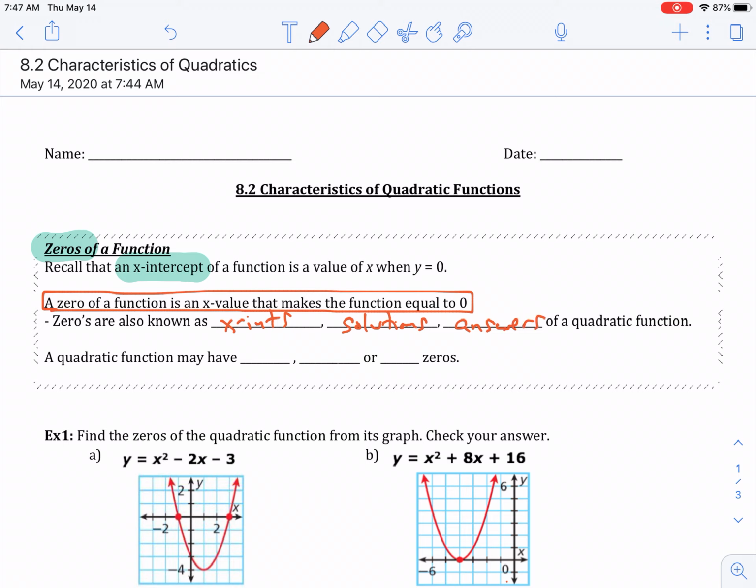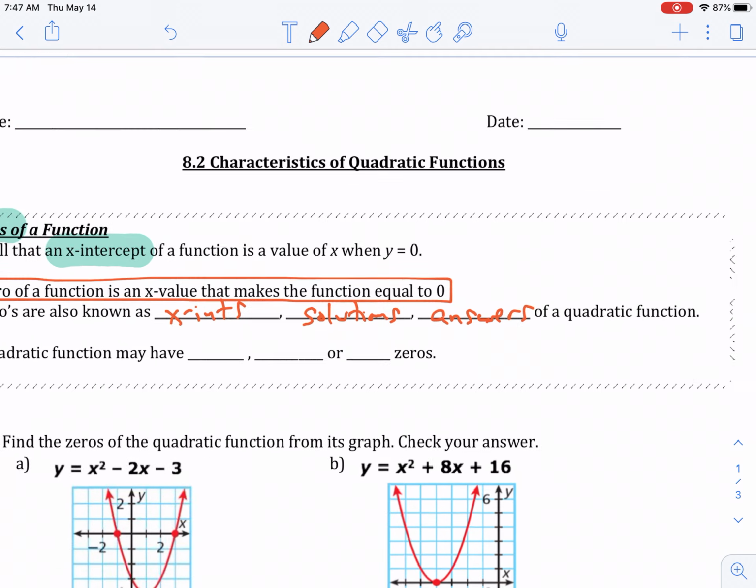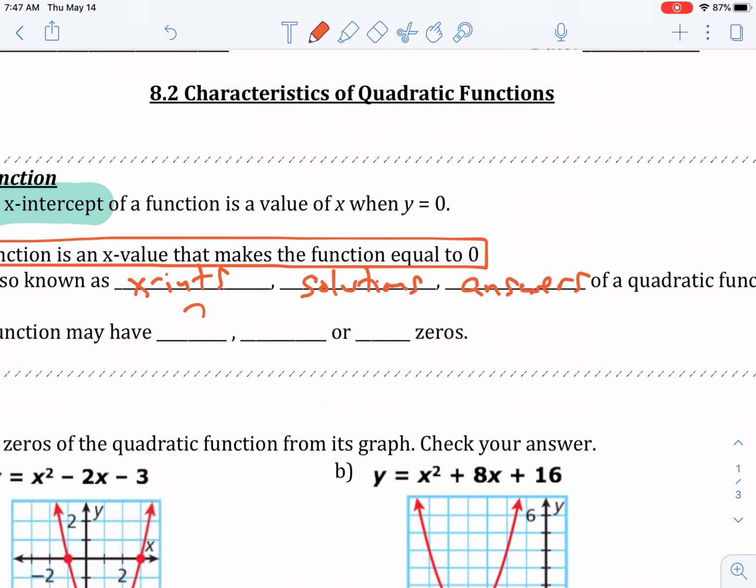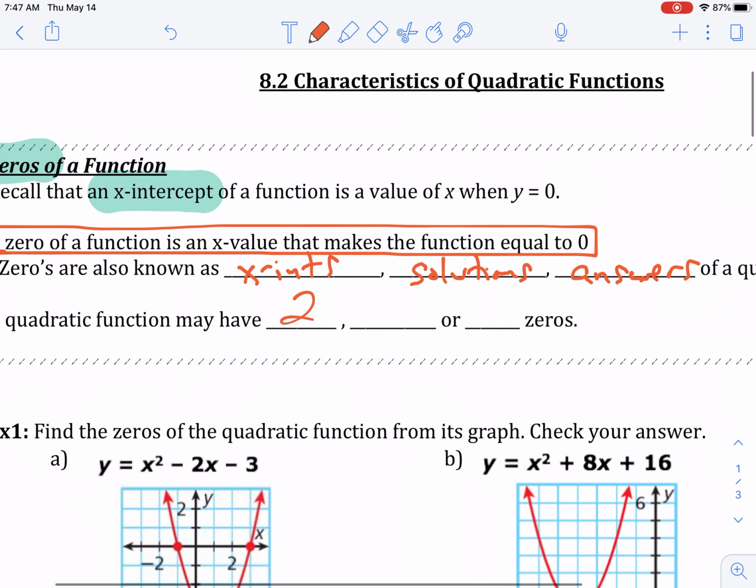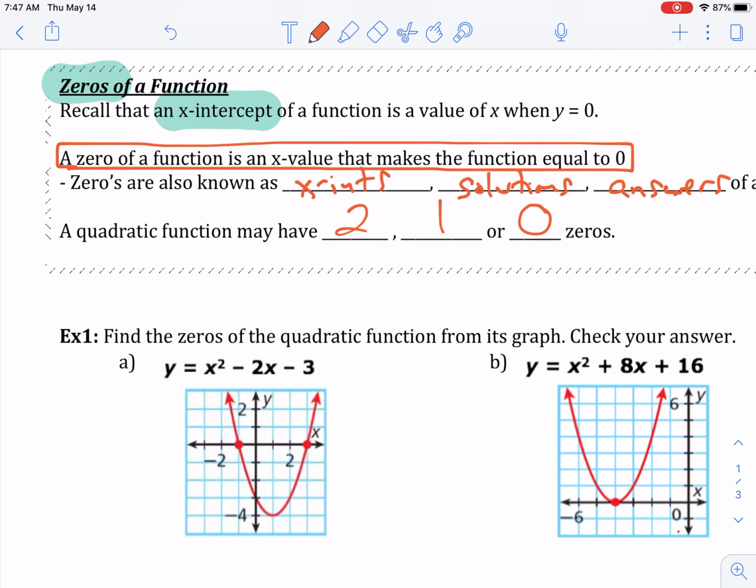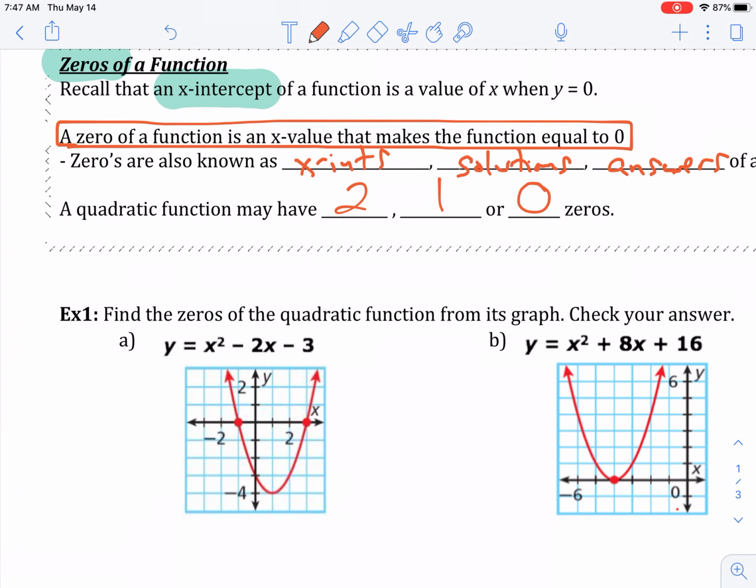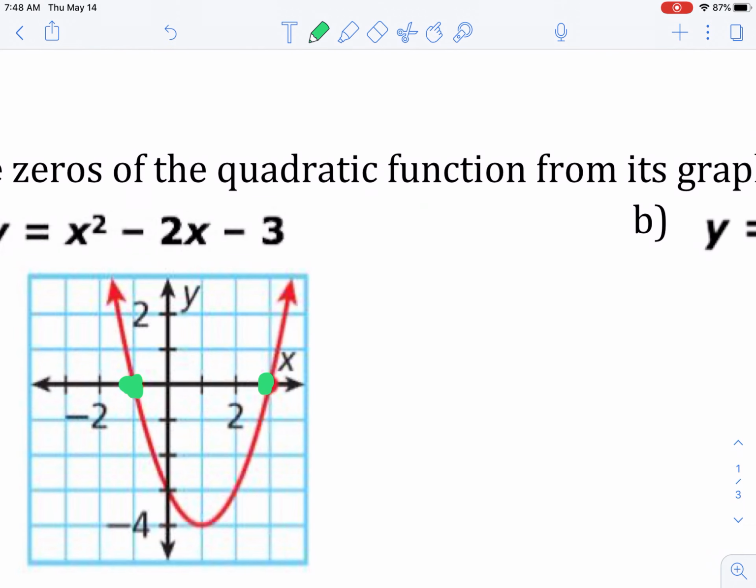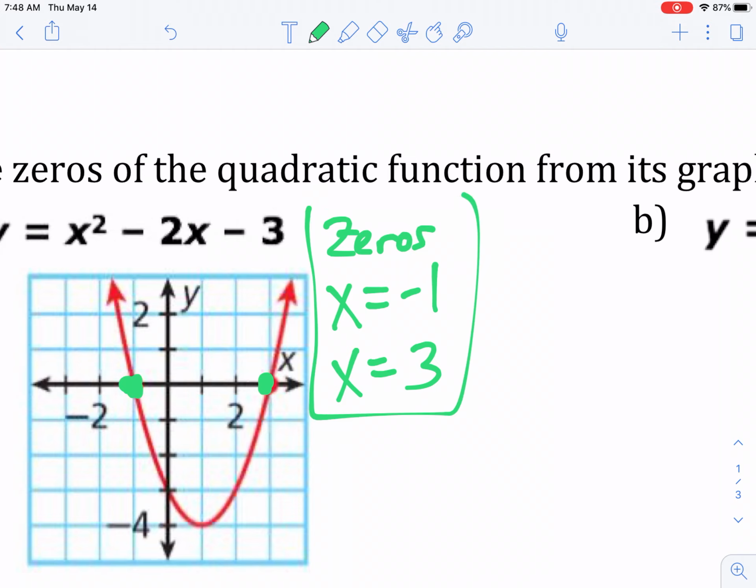Now, with quadratics, there's three scenarios. Usually we get two solutions or zeros. Sometimes you only get one, and sometimes you even get 0. You could have 2, 1, or 0 zeros. In these two examples, where do the parabolas cross the x-axis? They cross the x-axis right here and right here. So the zeros would be -1 on the left and +3 on the right. These are basically your answers. That's all.